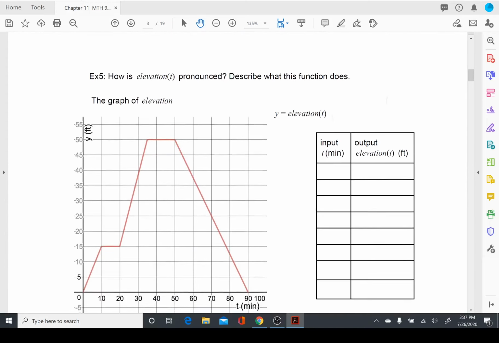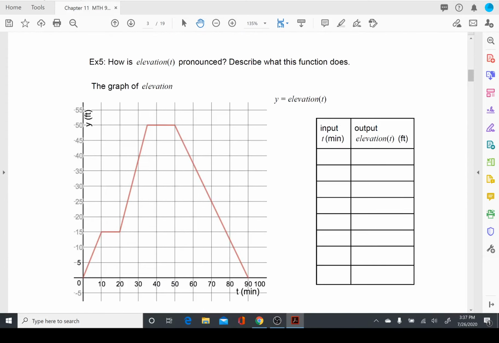You have also read graphs before. So I'm going to start this, but you're going to finish it. So the input, and then we'll have some output, elevations. And the first question is, how is elevation parentheses t pronounced? Describe what this function does. All right, so it's pronounced the elevation of t.